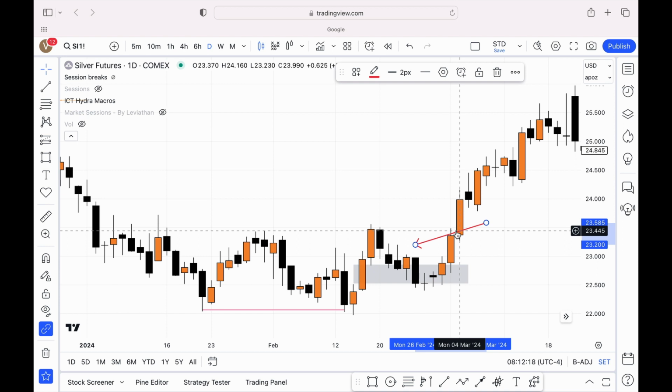So there you have it, folks. That's how to identify fair value gaps in Forex.